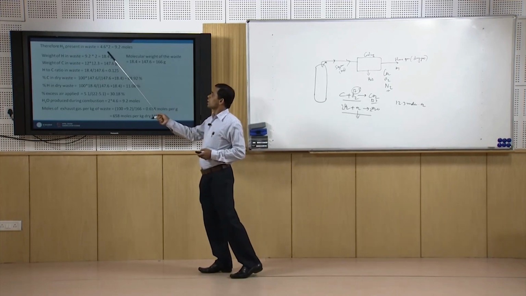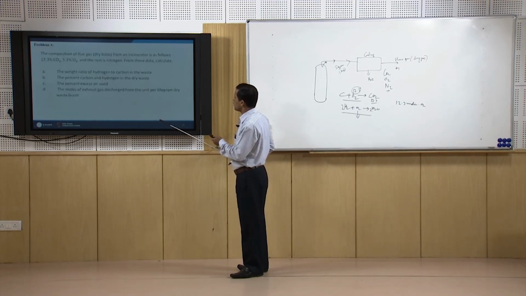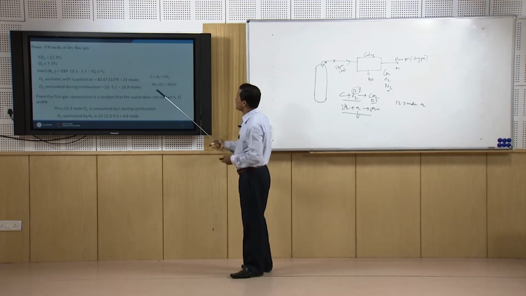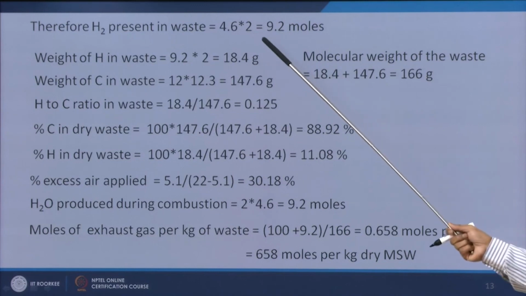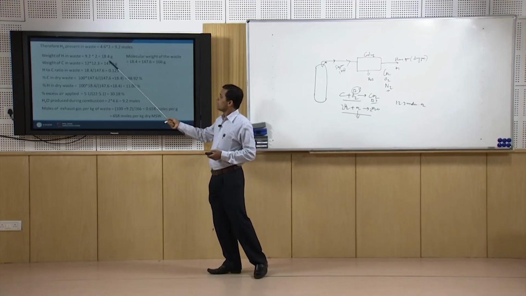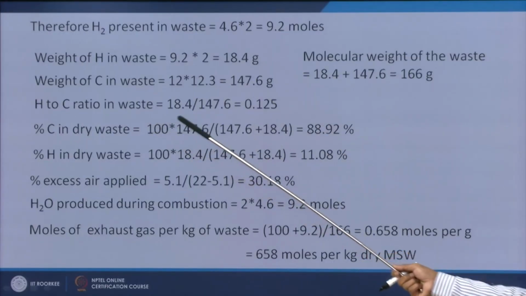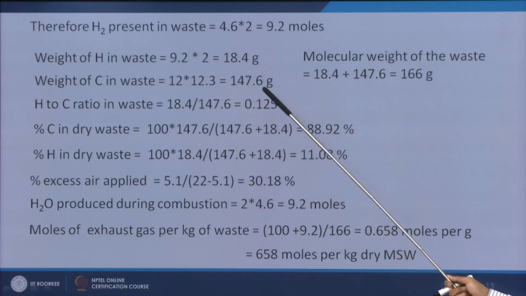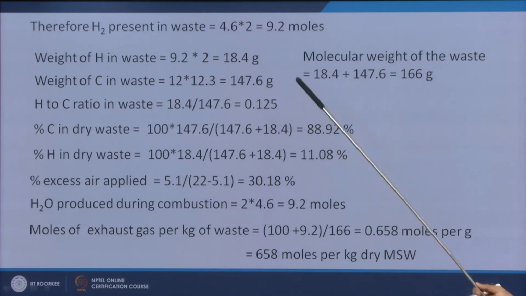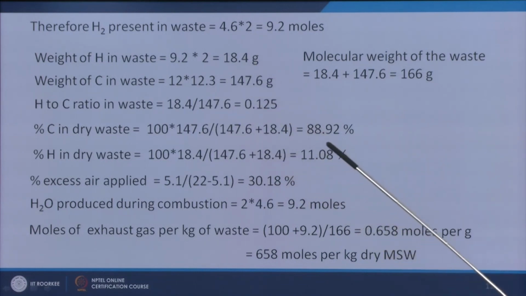Therefore, hydrogen present in the waste is 4.6 into 2, by stoichiometry we get 2 moles of H2 per mole of oxygen. So 4.6 into 2 is 9.2 moles, and then the weight of hydrogen in the waste is 9.2 into 2, that is 18.4 grams. The weight of carbon in the waste is 12 into 12.3, that is 147.6 grams. The hydrogen to carbon ratio in the waste is 18.4 divided by 147.6, that is 0.125. The percentage of carbon in dry waste is 100 into this divided by this plus this, so we get 88.92%. Similarly for hydrogen, the percentage is 11.08%.